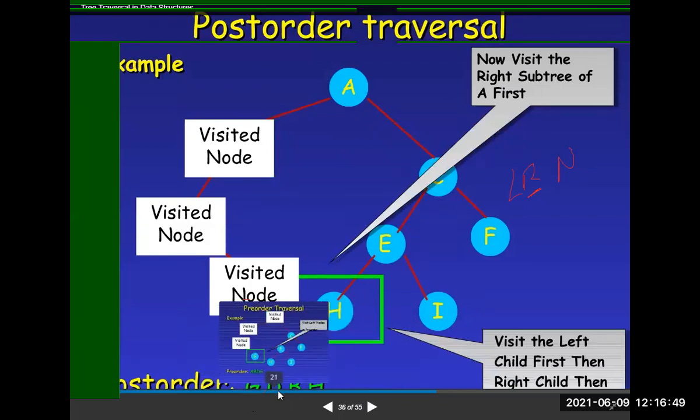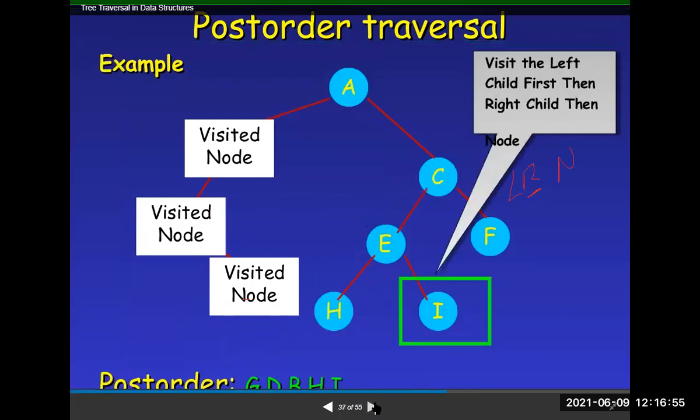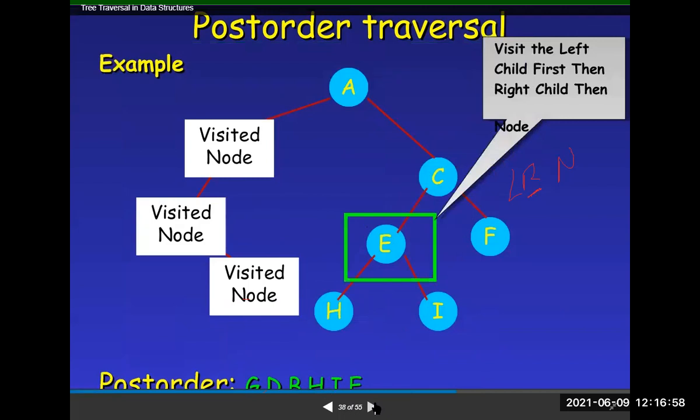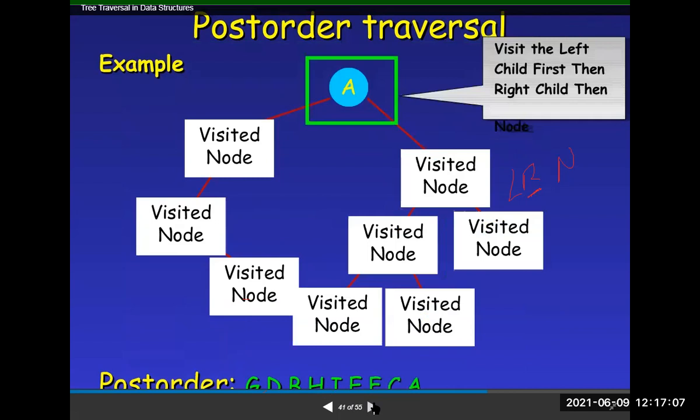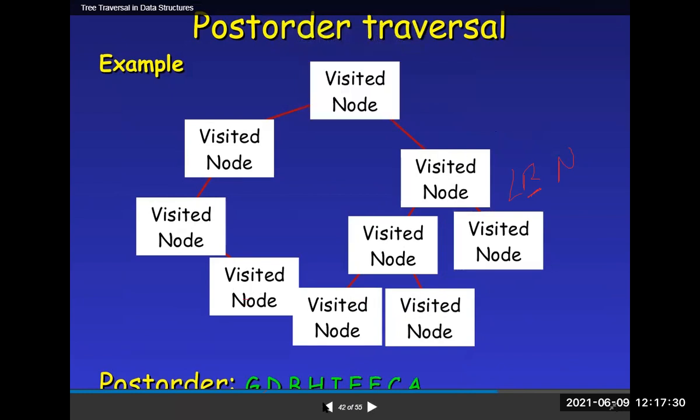First is D, G, D, B, H. Then I here, I is right. Then we give priority to the parent E. Then there is a right child here, F. Then we give priority to F. Then C, then A. See here, in post-order traversal the root node occurs at last. In pre-order the root node is visited first. In post-order the root node is visited at last. So this is our final solution.